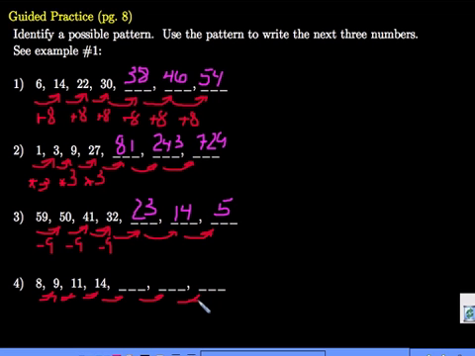Well, to get from 8 to 9, I add 1. From 9 to 11, I add 2. From 11 to 14, I add 3. So that means my pattern would be adding 1 more than I did the last time, every time. So if I added 3 to get from 11 to 14, I would add 4, which would be 18. Adding 5 would be 23. Adding 6 would be 29.